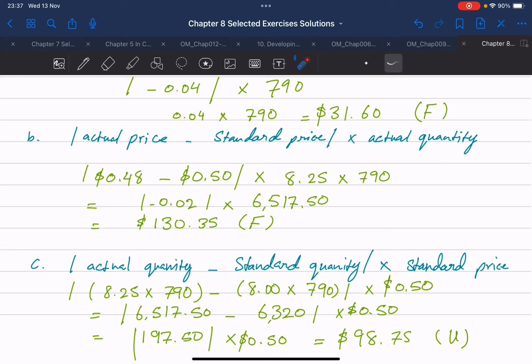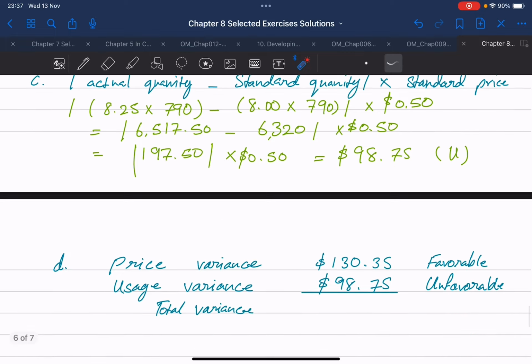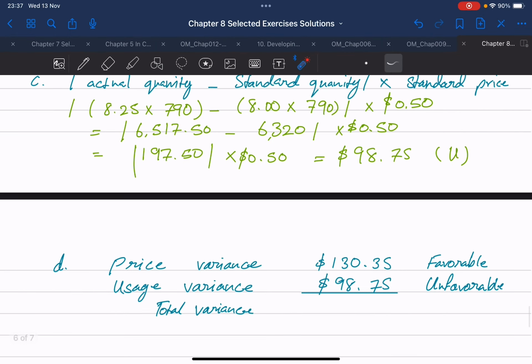So the cost of the roses was in reality only 48 cents instead of 50 cents. Okay, so that is a favorable change, right? So because of that, we are subtracting. So 130 and 35 cents minus $98.75, and that would be $31.60. Okay, now this should be our check number.